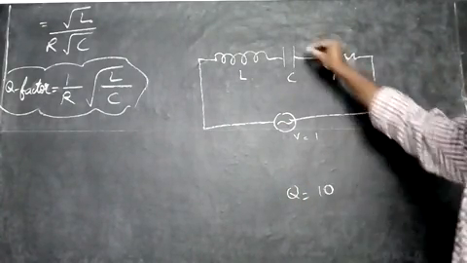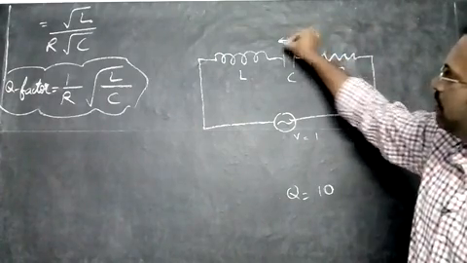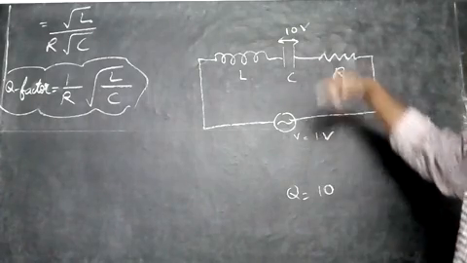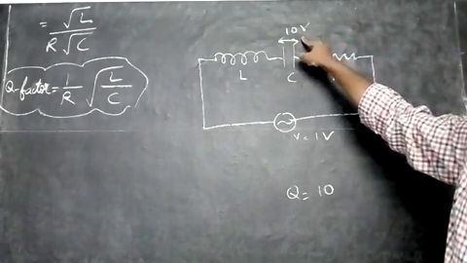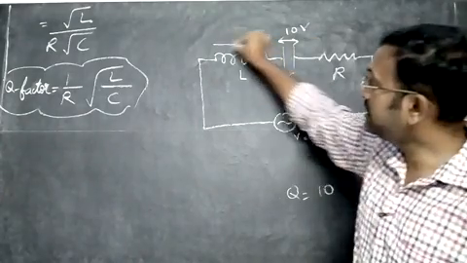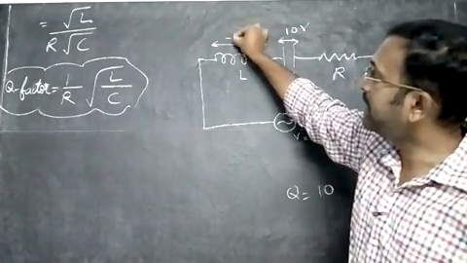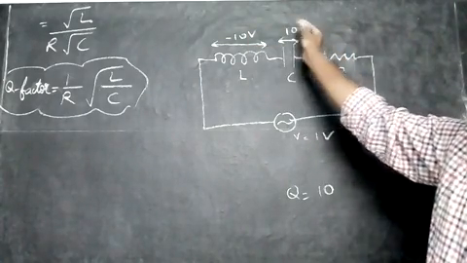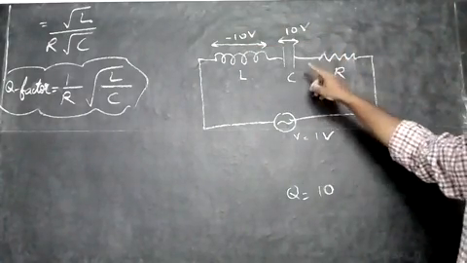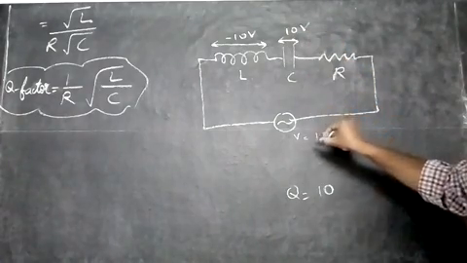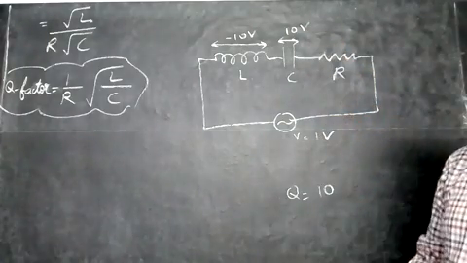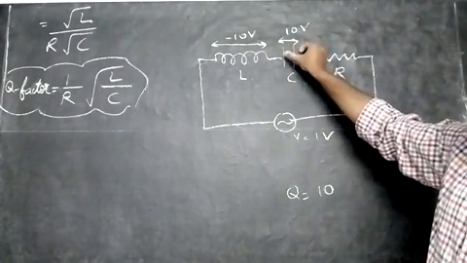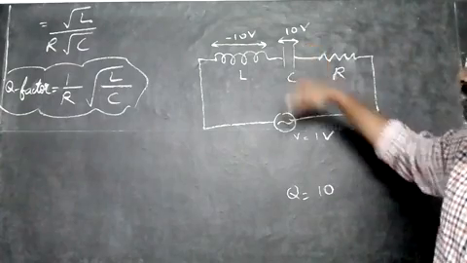That means across the capacitor, the voltage will be 10 volts. Imagine we are giving 1 volt only, but at resonance the voltage across the capacitor will be 10 volts. The voltage across the inductor also will be 10 volts, but you get minus 10. So plus 10 and minus 10 will cancel each other. This is like voltage amplification. We give only 1 volt here, but across the capacitor we get 10 volts. So voltage is amplified.